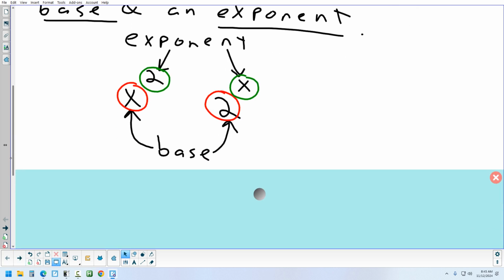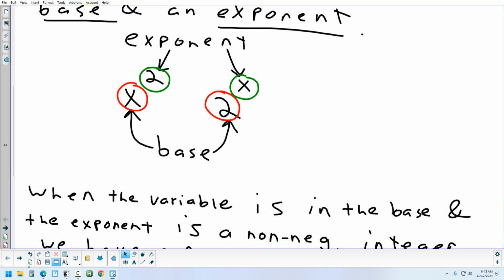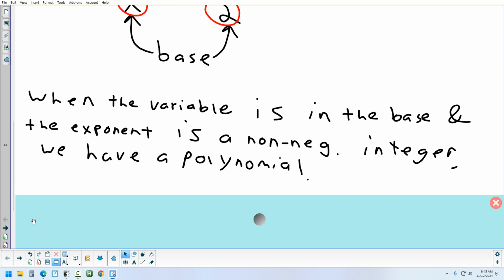Polynomials, like x squared, still can grow quickly, but they will not grow as fast as an exponential. Exponentials get huge, very, very quickly. So when we studied polynomials, this is one of the characteristics we described. To be a polynomial, the variable is in the base, and the exponent had to be a non-negative integer. That's what we did before.